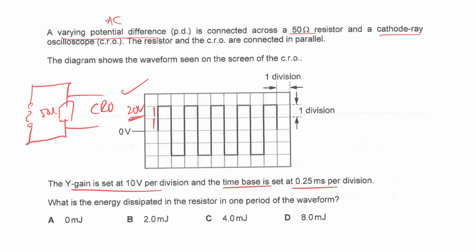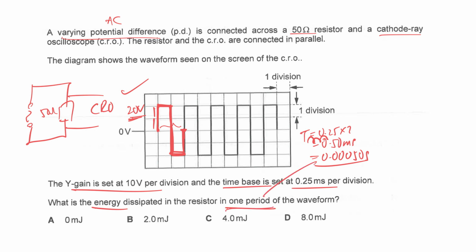Now, one thing to take note is you have to identify what's the period. Can you see the one that I highlighted in red? This is one complete wave, and the duration here, that means two divisions, will be the period. So from here, you know that the period will be 0.25 times 2, 0.50 milliseconds. And take note, it's very important to change it to SI unit. 1, 2, 3, jump to the left 3 times, divide by 1000, 0.00050 seconds.